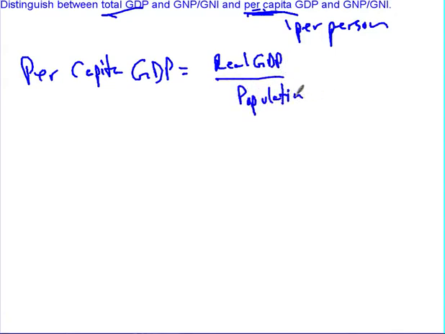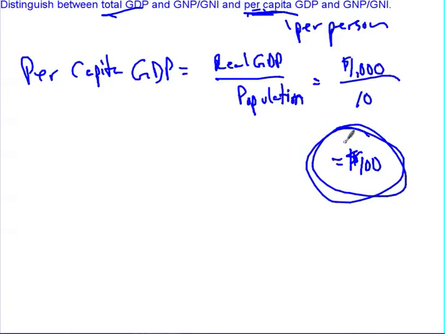Let's say that we have a country in which the real GDP is $1,000, and say there's 10 people living in the country, not $10, 10 people. We would say that the per capita GDP would be $100 per person. Now, there are a lot of limitations to using this, but it does help somewhat in looking at a country and saying, okay, how wealthy are they? It doesn't mean that everybody earns $100, but this just puts it on a per person basis.